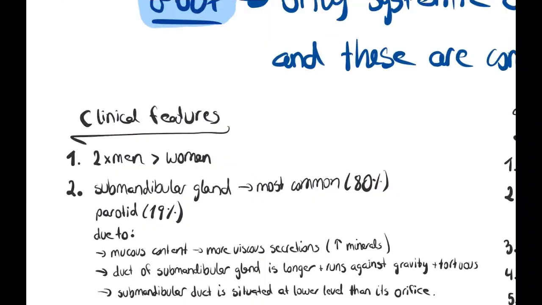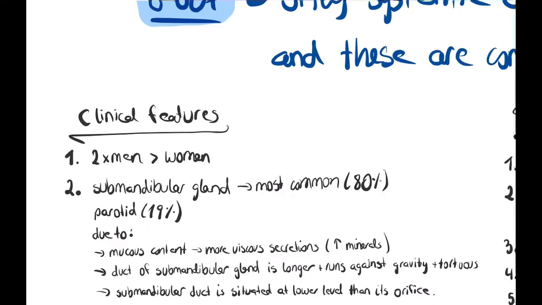So now what we have here is clinical features. Men are 2 times more affected than women. The submandibular gland is the most common type, which is affected 80%, parotid 19%. Due to the mucus content, we have more viscous secretions.